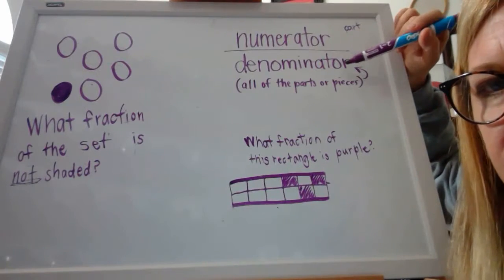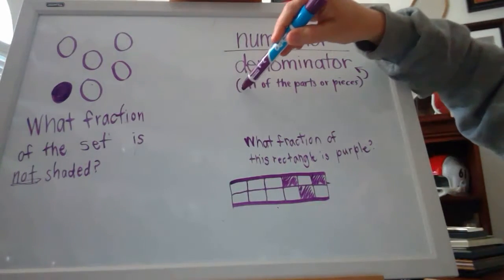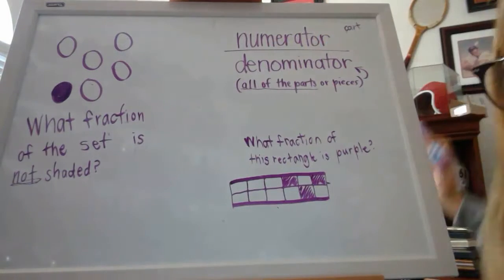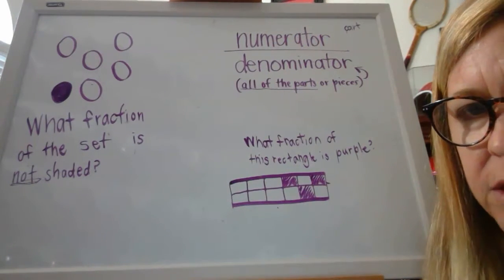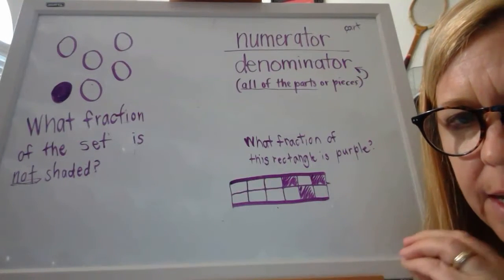The bottom number is called the denominator. This is always going to be all of the parts or pieces, all of them. So you count all the parts or pieces, and that's going to be the bottom number, the denominator.